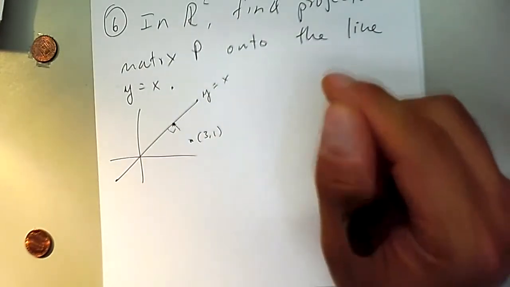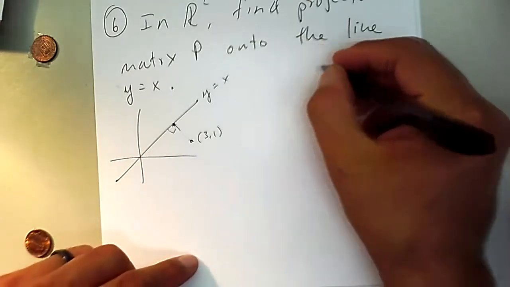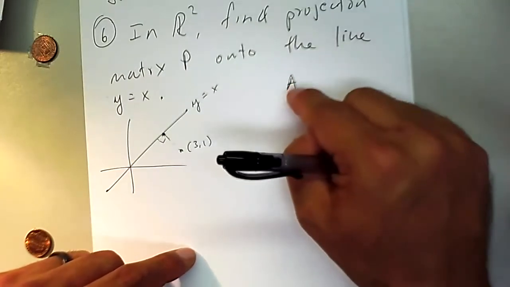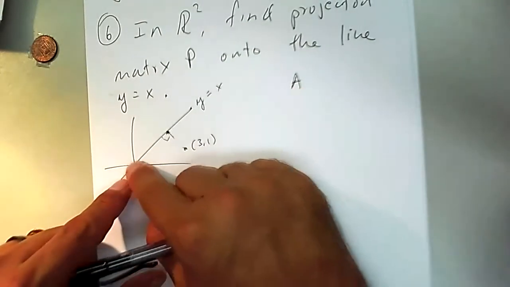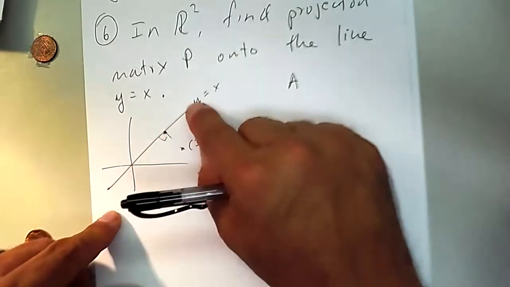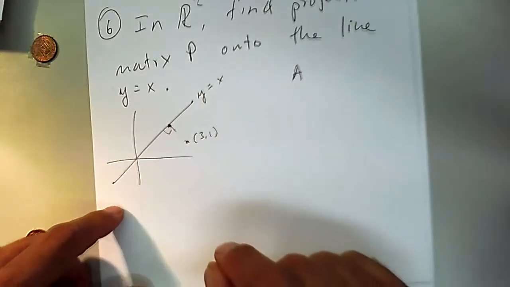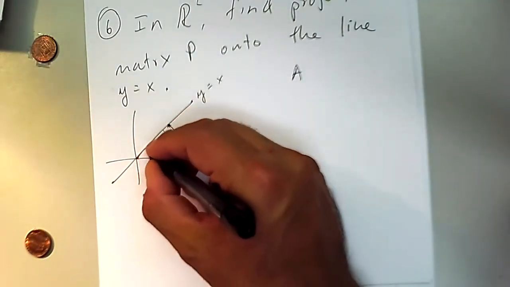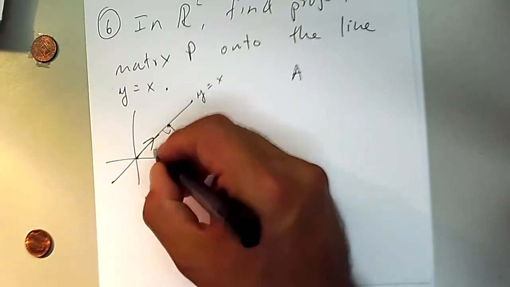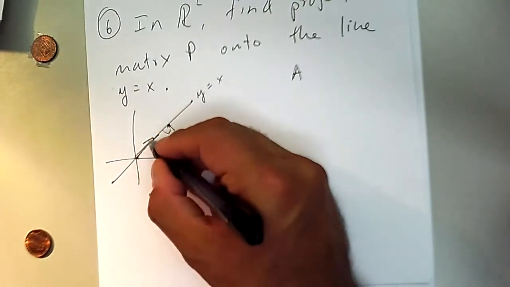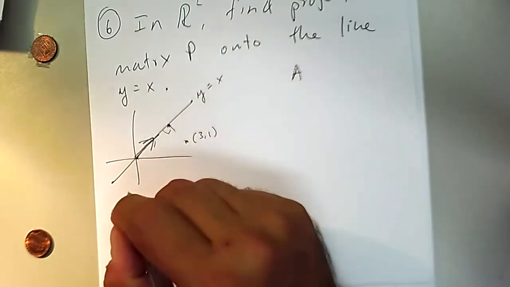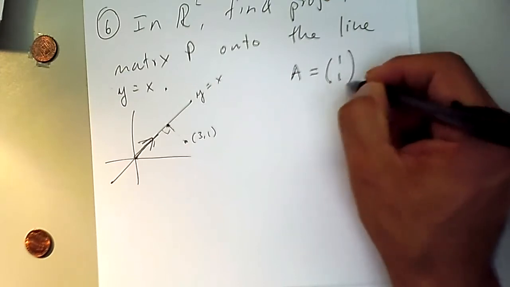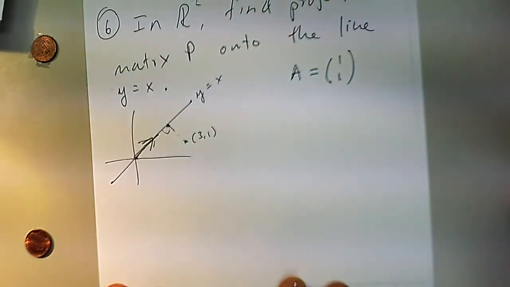so let's follow the formula. The formula calls for a matrix A. A has to have columns that generate this line. This line is a subspace of R squared. Okay, so what generates that? Well, because this is a 45-degree angle, we can simply use 1, 1. If you use 2, 2, that should be okay. So let A be 1, 1. Okay.